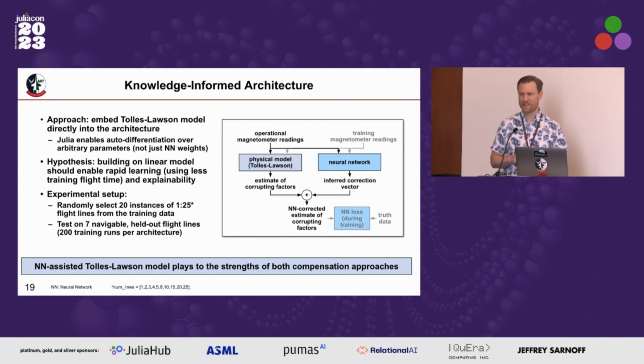So the way we did this is we have this existing data set. I selected 20 instances of one small line. So there are flights and flight lines, and every flight's made up of multiple lines. So 20 instances of one line, 20 instances of two lines, all the way up to 20 instances of 25 lines. And I wanted to see how quickly can I learn that field that I want to compensate with. And so here we're combining these two techniques at once. And then I'm going to test on 7 held out flight lines.